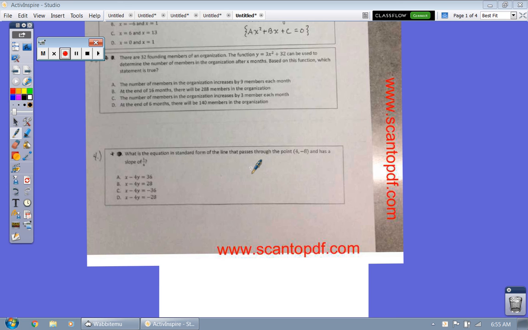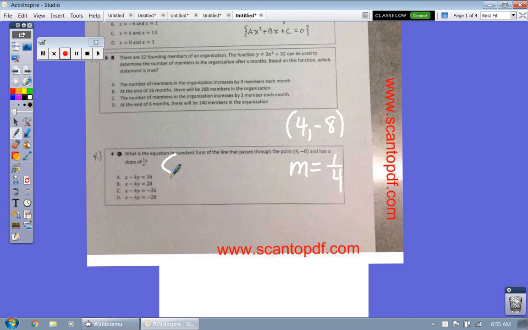Let's look at number 4 here. What is the equation in standard form of a line that passes through... We're going to rewrite some of this here. (4, -8). Sorry, it's a little blurry. And it has a slope, so it has an m of 1 over 4. So let's look at letter A.